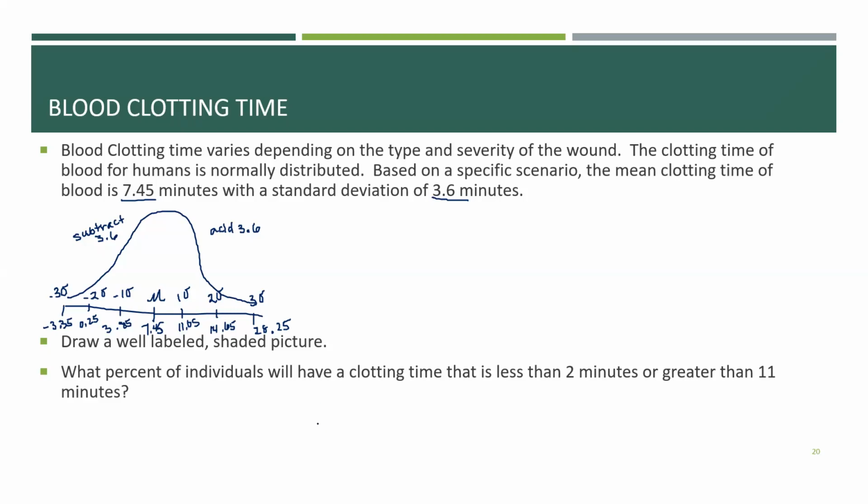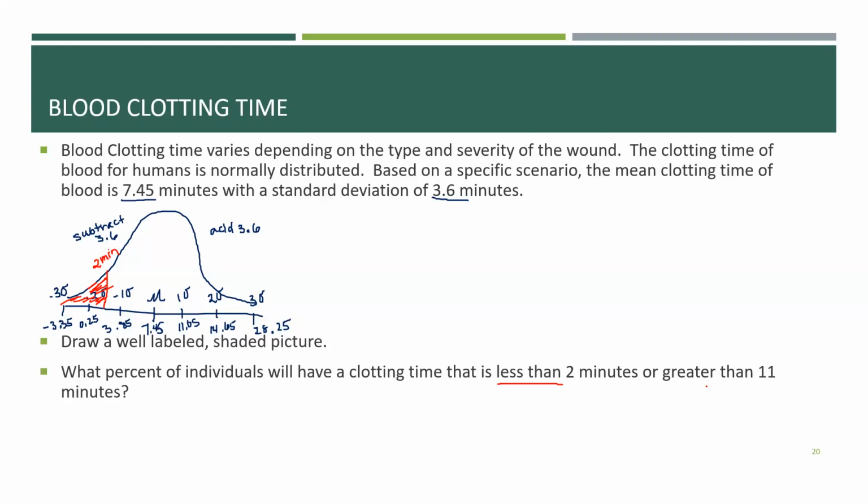All right, so my curve is labeled, and now I want to deal with shading. It asks me what percent of individuals have a clotting time that is less than 2 minutes. So that's the first place that I want to mark on my graph. So 2 minutes would be somewhere between -1 and -2 standard deviations. So I'm going to put it here, 2 minutes. And it says less than. So I'm going to shade to the left of this section.